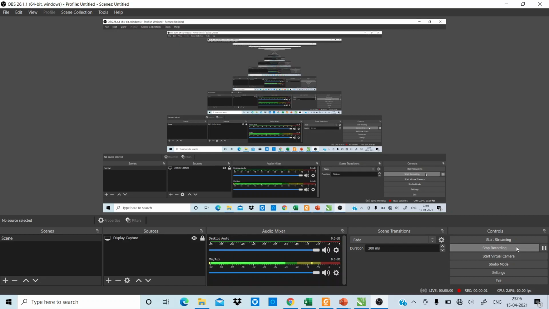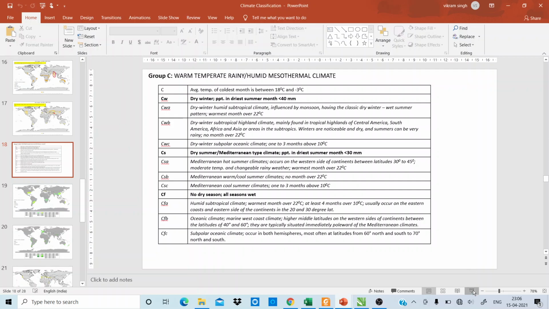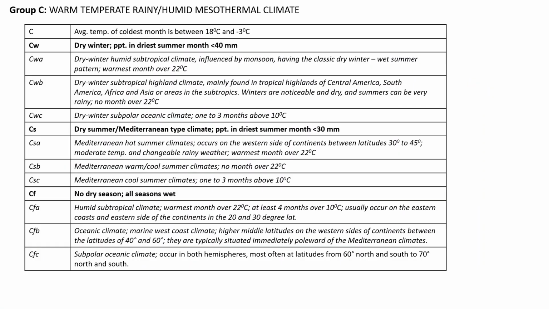Hello everyone. So during the daytime, we completed groups A and B of the Köppen climate classification. Now let us start with group C. So the group C designates the warm, temperate, rainy or humid mesothermal climate.